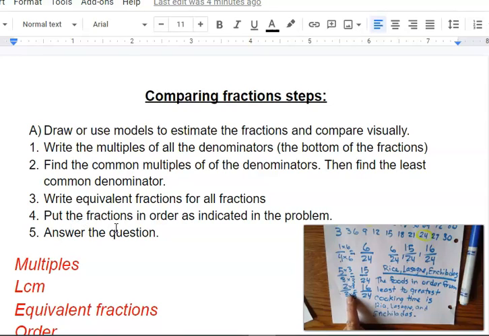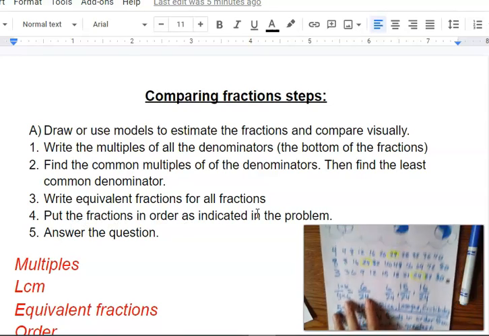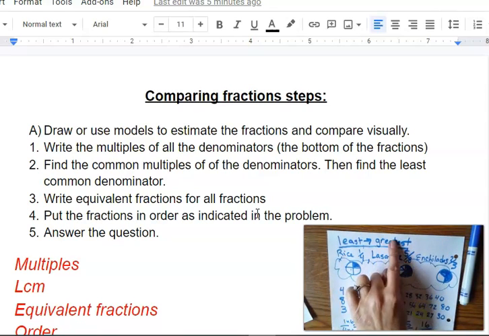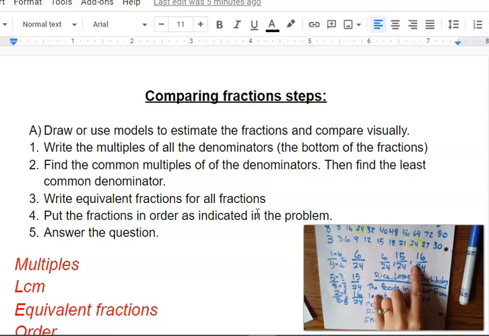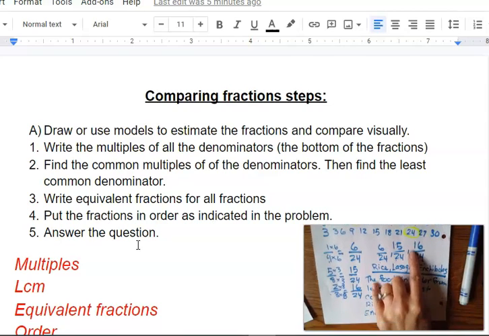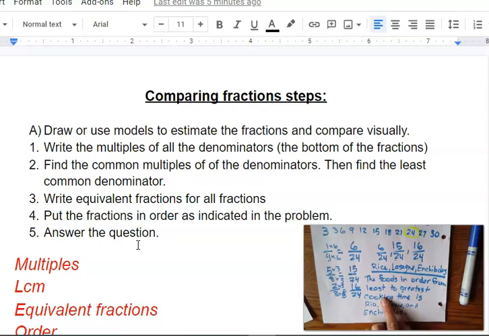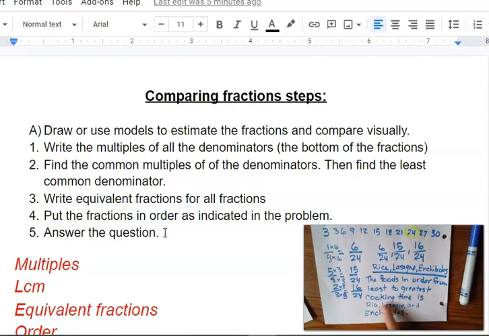Put the fractions in order as indicated in the problem. Since this one said least to greatest, then I put the fractions in order here, least to greatest. And last, answer the question, which I did right here after I converted them back to the foods that it was asking for in the problem. I answered the question. The foods in order from least to greatest.